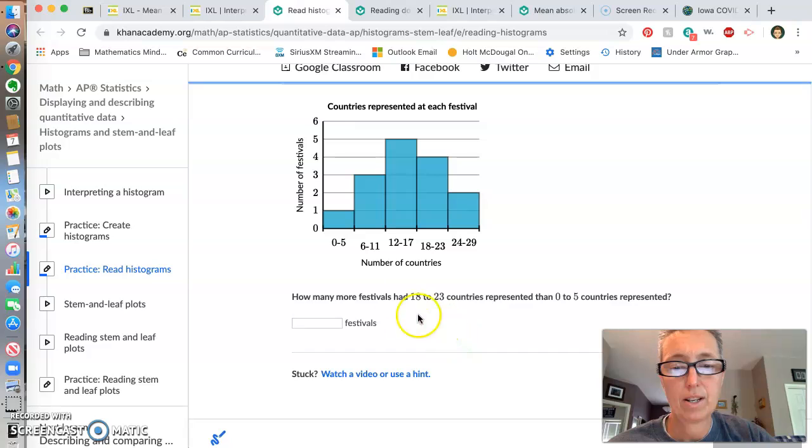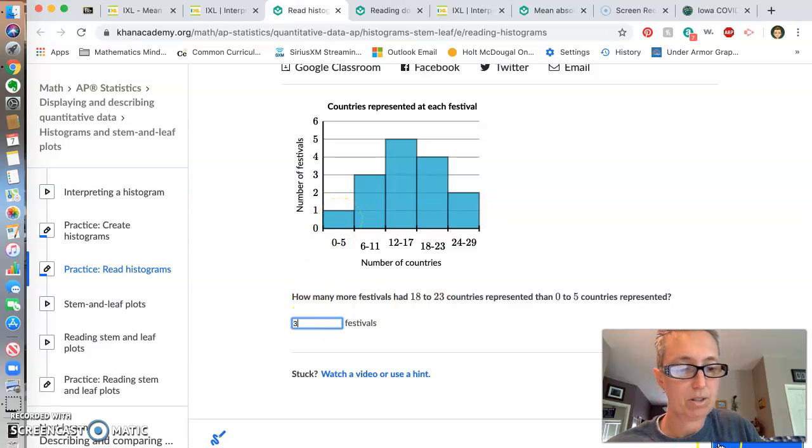All right. Another one on that same type of histogram. How many more festivals? Well, that means subtract. How many more festivals had 18 to 23 countries represented than 0 to 5 countries represented? So how many are in that bar? That would be 4. And how many more tells us to subtract. So how many more are represented here than here? Well, here's only one country, so 4 minus 1 should give us 3 festivals. All right, so we'll stop there and go on to the next topic.